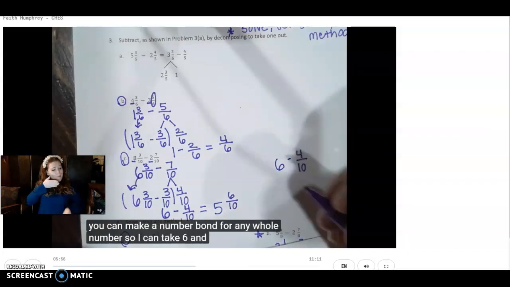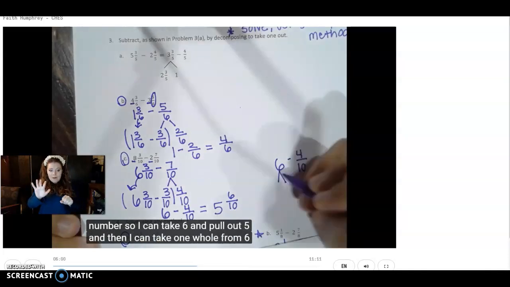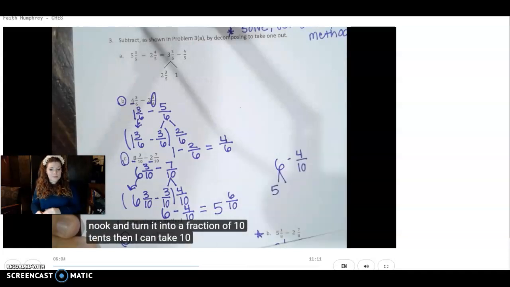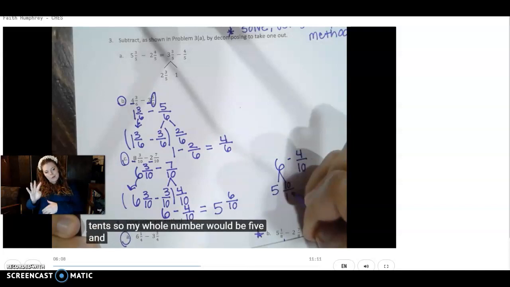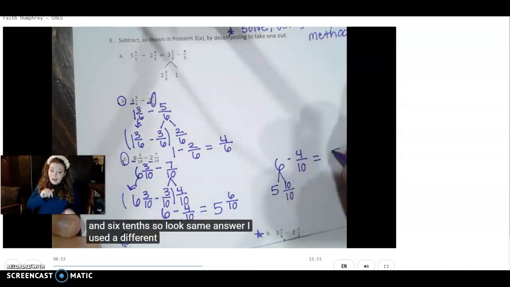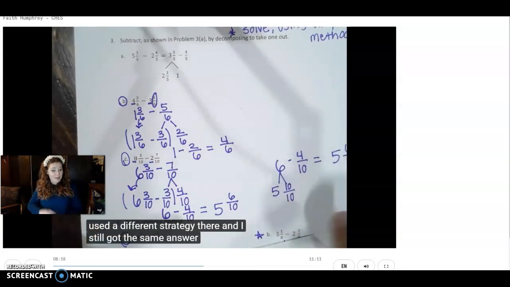So I can take 6 and pull out 5, and then I can take one whole from 6, and I can turn it into a fraction of 10/10. Then I can take 10/10 minus 4/10. So my whole number would be 5 and 6/10. So look, same answer. I used a different strategy there, and I still got the same answer.